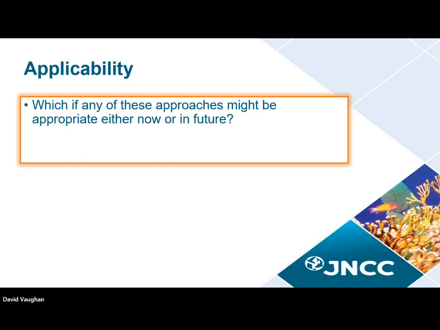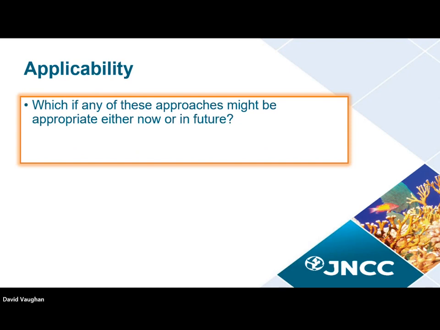So yeah, just click if you think they might be appropriate either now or in the future for TCI, then click on them. You can choose none of them, all of them, however many you want.